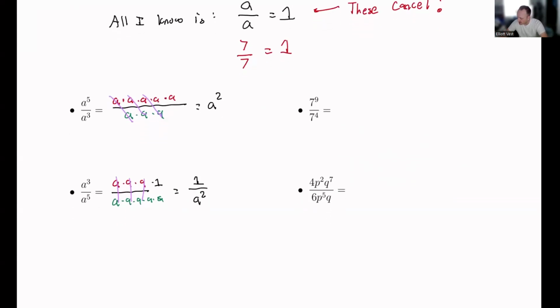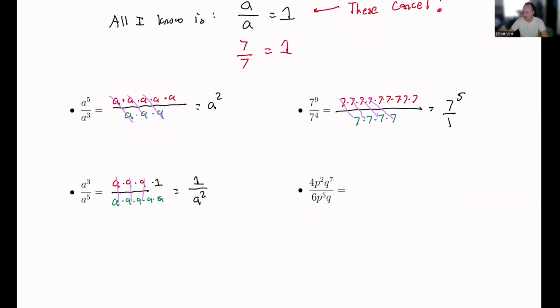Okay, it still works for numbers as well. 7 times 7 times 7 times 7 times 7 times 7 times 7 times 7 times 7, all divided by 4 sevens on the bottom. And what does this become? Cancel, cancel, cancel, cancel. I have 5 sevens left. So 7 to the fifth power over 1. You can do it like that, right?